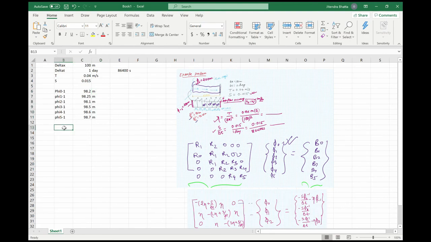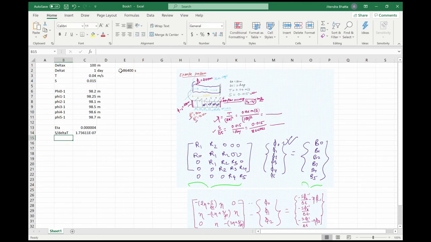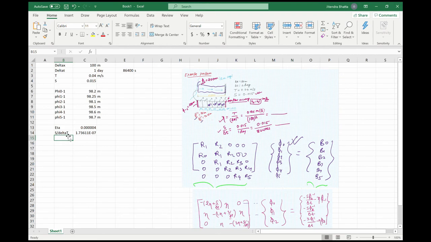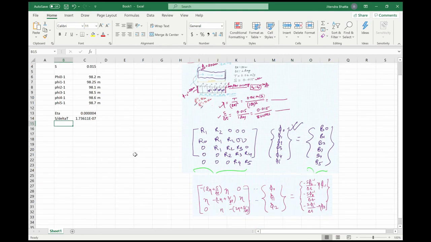Now we have to find our eta, which equals T divided by delta x square. So this will be our eta. And then we have to find S divided by delta t. Now this will be equal to this divided by the time in seconds. This is our S divided by delta t. And then we have to find our coefficients here.